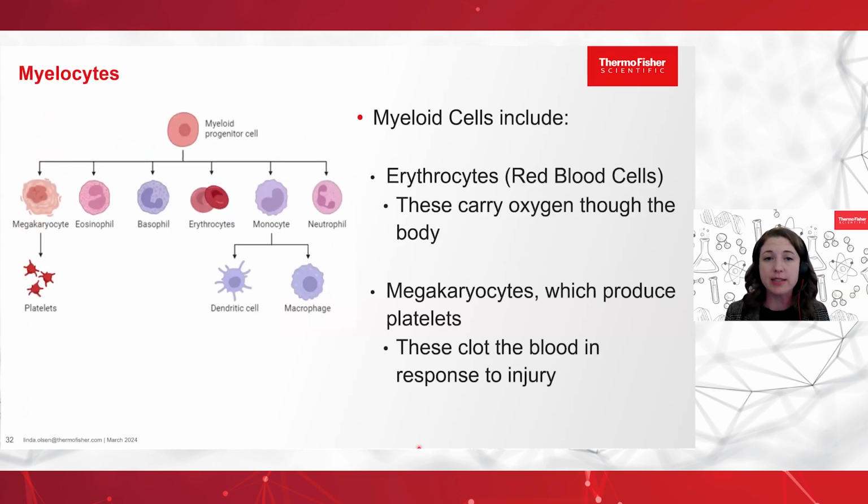So, one of the cell lines is the myeloid cell line that can descend from that. Myeloid cells include erythrocytes or red blood cells, which carry oxygen through the body. They have many antigens that are important in transfusion medicine. Myeloid cells also include megakaryocytes, which produce platelets. Those platelets clot in the blood in response to injury and also have their own system of antigens.